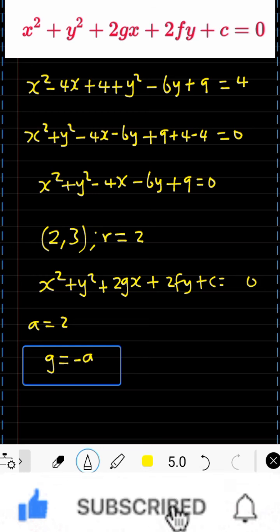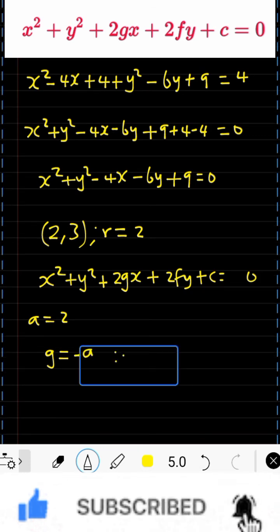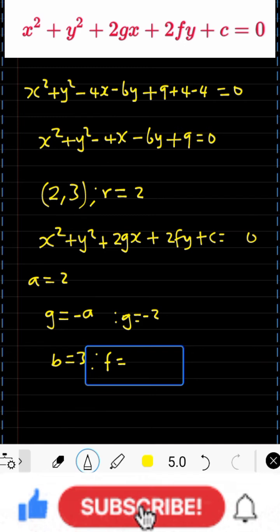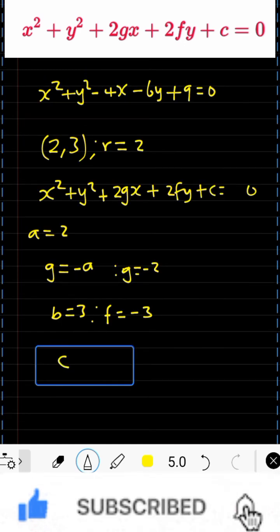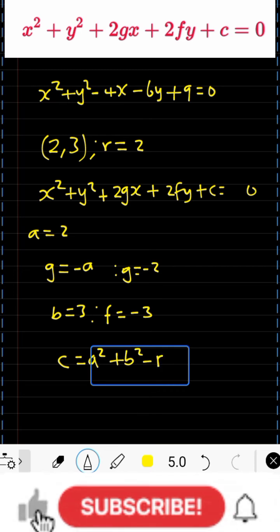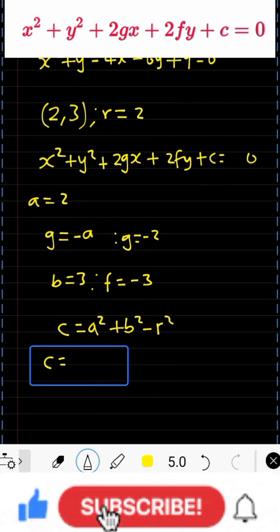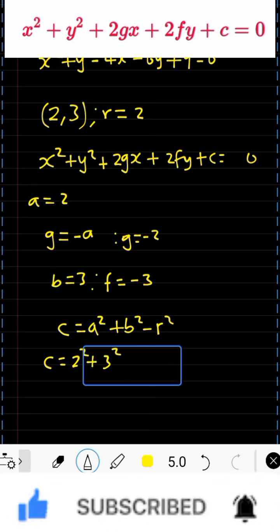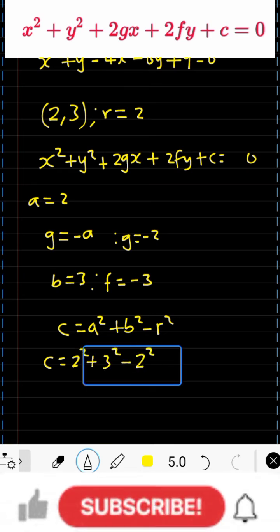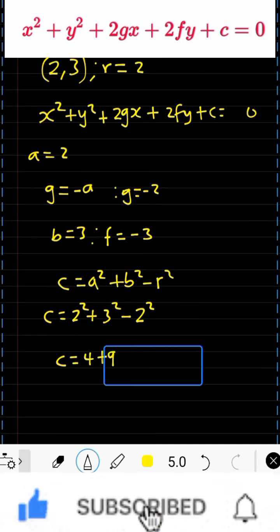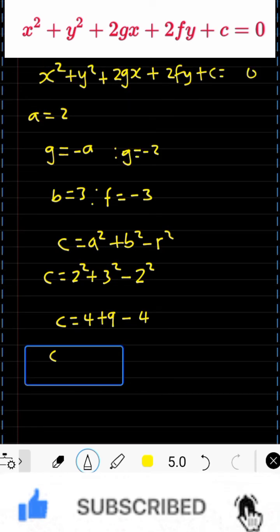So that means the value of g is equal to minus 2. b is equal to 3, and therefore our f will be equal to minus 3. And what is c? c is equal to a squared plus b squared minus r squared. Therefore, we have c equal to, what is a? 2 squared plus 3 squared minus, what is r? r is 2, squared. Therefore, we have c is equal to 2 squared, that is 4, plus 9 minus 4. So c is equal to 9.